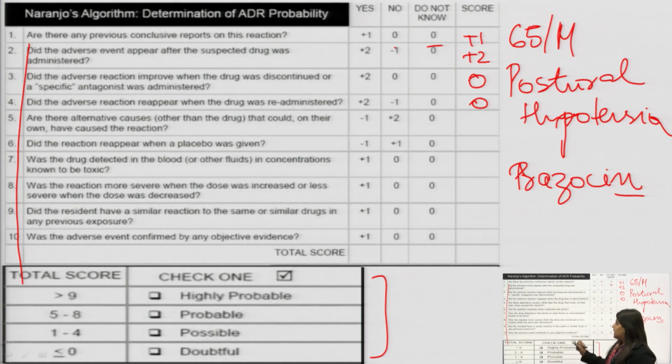So my answer here is, are there any alternative causes? So no, there are no alternative causes. Drug is the only cause. So the answer is no. For no, the score is +2. So I put +2 here.